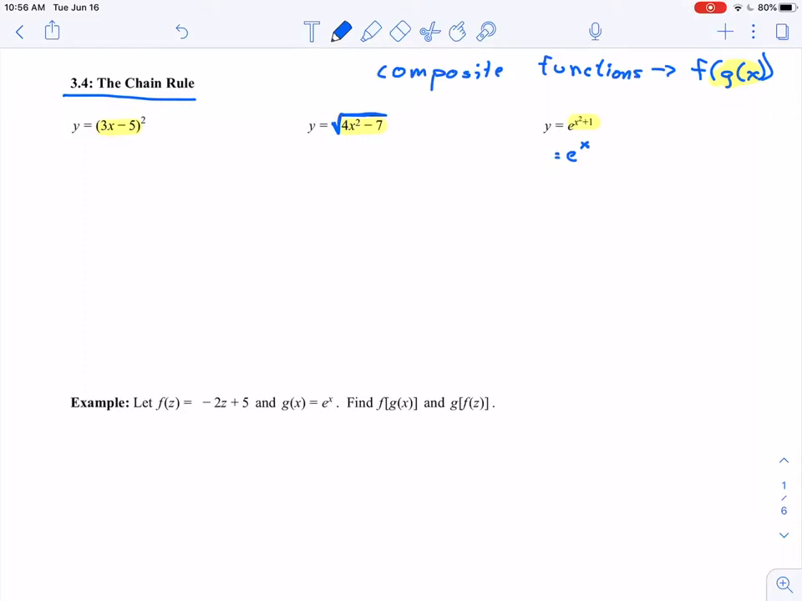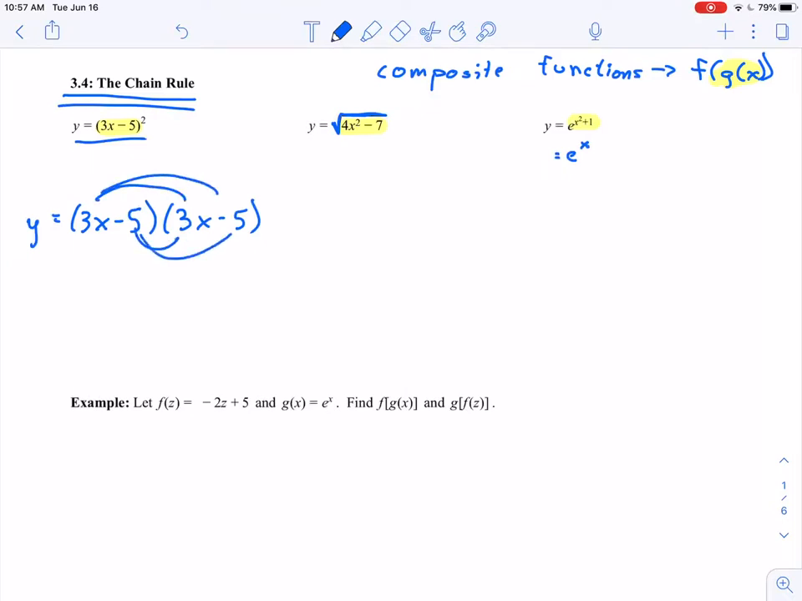But I want to talk specifically about these types of functions, these composite functions, because that's what the chain rule tells us how to take the derivative of. Some of these, like this first example, we could take the derivative of. I could rewrite this as 3x minus 5 times 3x minus 5. We talked about that as kind of a workaround for the product rule. So I could either use the product rule on this, or I could go and FOIL it out and take the derivative of that. So that one wouldn't be a problem.